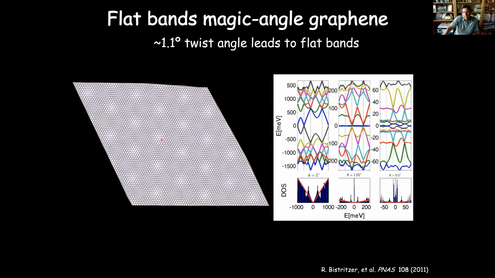And what you see in the density of states here, right at the Fermi energy, you have this blue band, which is very flat, has almost 0 dispersion as a function of momentum. If you go to larger twist angles, you still see this sort of Dirac cone showing up here. If you go to smaller twist angles, you have a very complicated set of bands here at low energy. But right at this magic angle, you get this nice flat band.